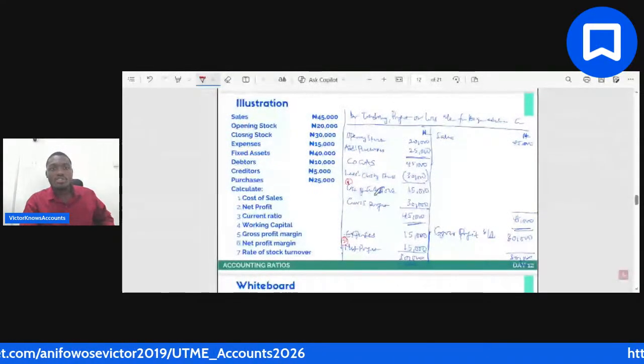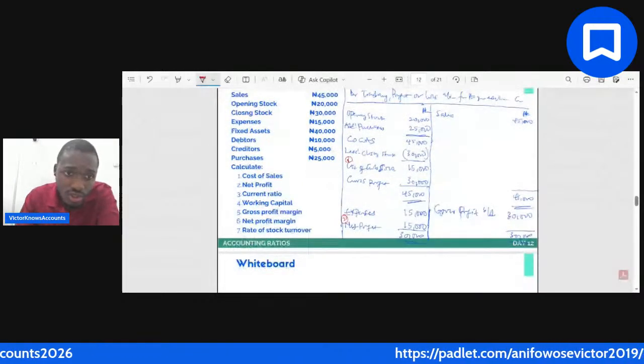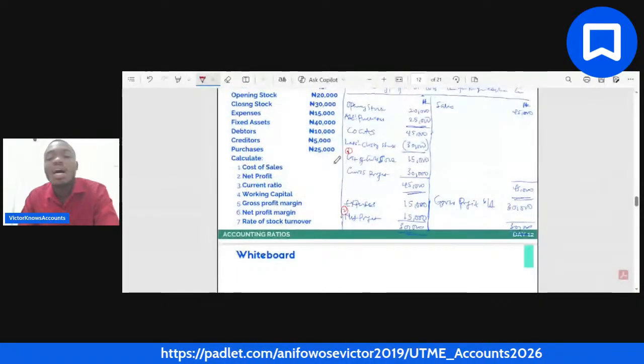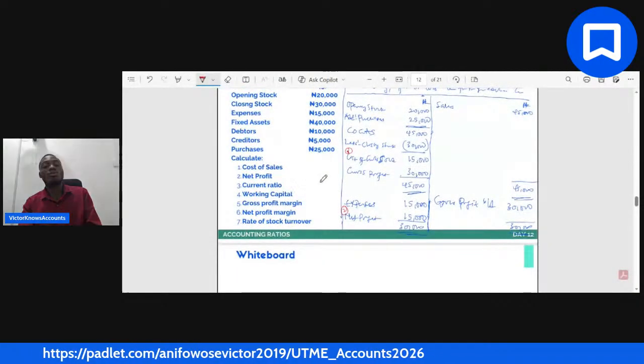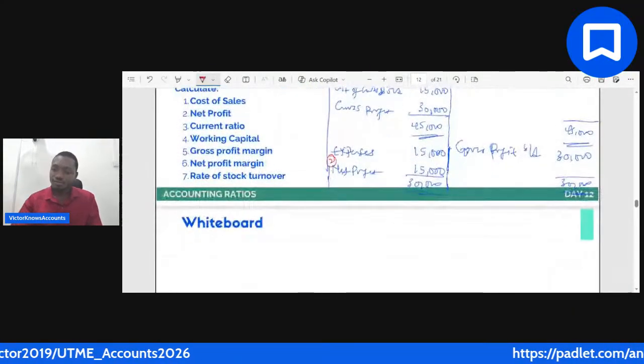The next thing is current ratio, but we have not done current ratio, so let us leave that for now. The next thing they told us to find is working capital. I've not explained working capital here, but we have done working capital before. And what's working capital?